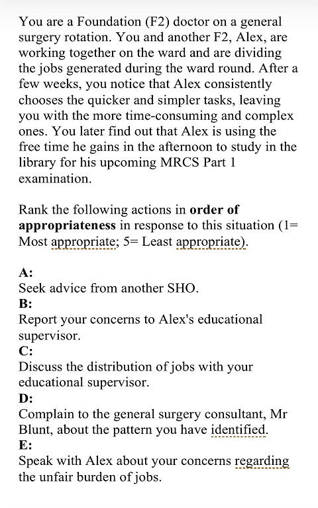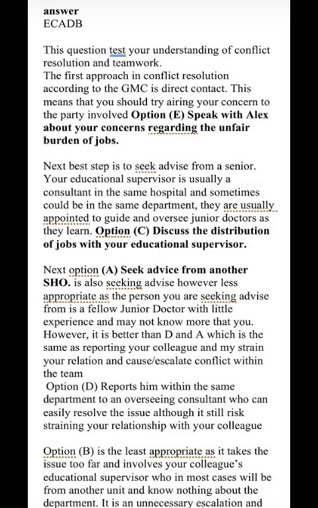You can pause the video now and write your own answer. The correct answer is ranked as follows. This question tests your understanding of conflict resolution and teamwork. The first approach in conflict resolution, according to the General Medical Council, is direct contact. This means that you should try airing your concerns to the party involved, which is Alex. So option E is the best answer. Speak with Alex about your concerns regarding the unfair burden of jobs.